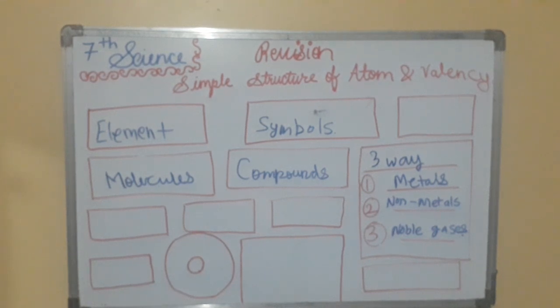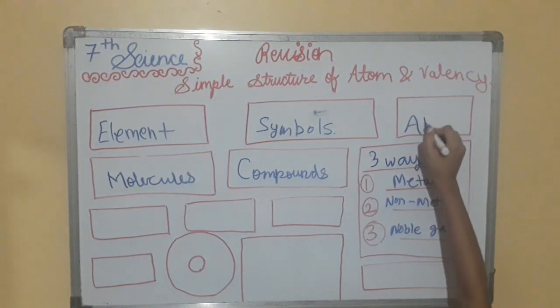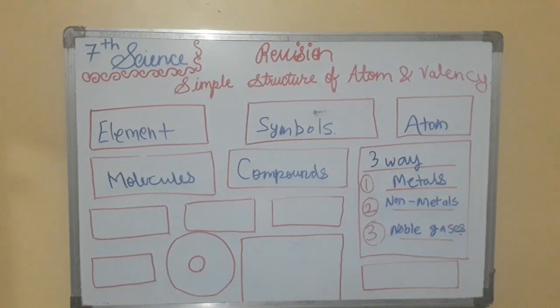Now, what is an atom? An atom is the smallest particle of an element which may or may not have independent existence but always takes part in a chemical reaction is called an atom.